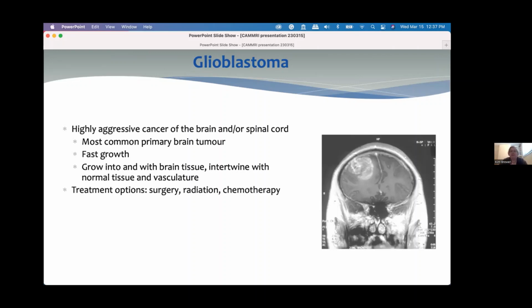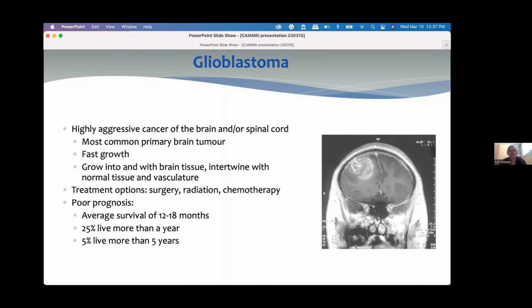Right now, treatment options are surgery, radiation, and chemotherapy. That being said, even if you get treated, your average survival is 12 to 18 months. Only 25% of people with this live more than a year. Only 5% of people are going to live more than 5 years. So glioblastoma is essentially a death sentence. And it really comes down to how quickly and what your quality of life is going to be. Because anything in the brain is going to cause significant cognitive and motor issues. So we need better treatment options.